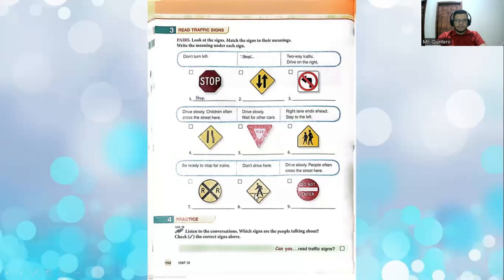So you needed to check the number 7, number 6, and the number 3. Yeah, with a check mark. This is the check mark. The conversation we're talking about, don't turn left. What else? Drive slowly. Children often cross the street here. And the next one is, what is the next one? The number 7. Because be ready to stop for trains. They are all.